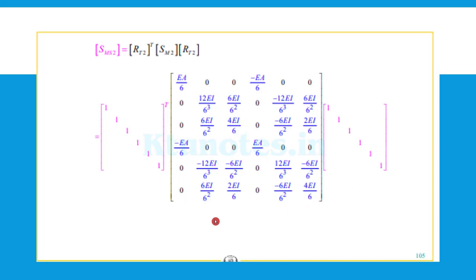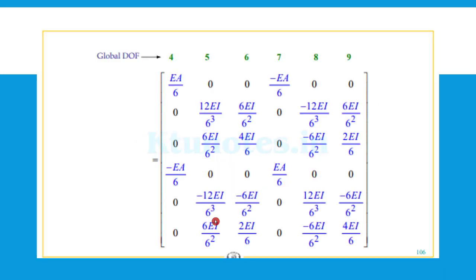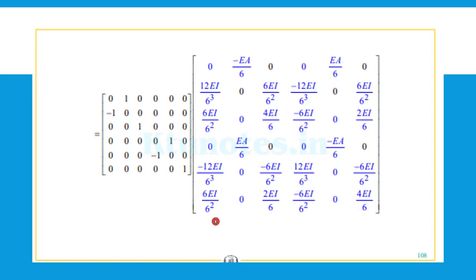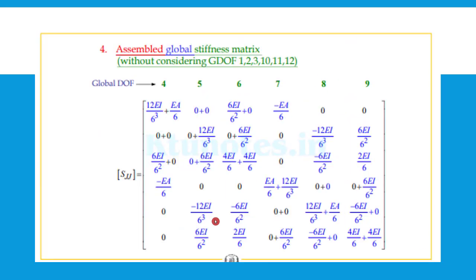And similarly for member 2, RT2 transpose into SM2 into RT2, it's obtained with the value as this. S3 will be RT3 transpose into SM3 into RT3. So getting the value as this. Now we are supposed to assemble it. Okay, now we are going to assemble where the common degrees of freedom are shared.